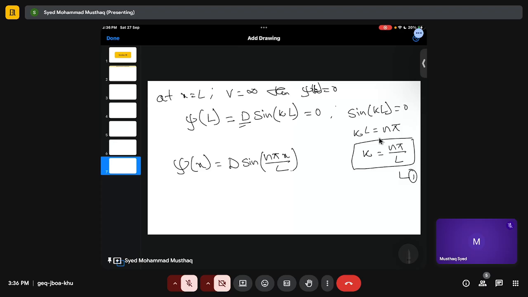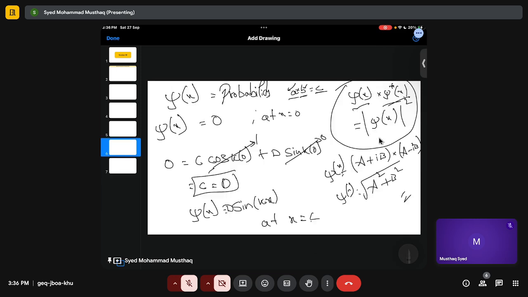Now, the next thing is, how do I define D? How do I get D? You need to know what the constant is. So for psi of x, again, the normalization. What do you mean by normalization? Normalization is nothing but the probability. The probability always lies between 0 and 1.